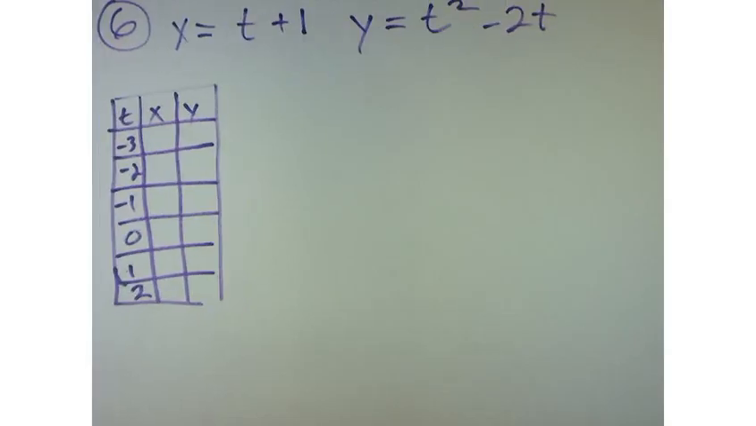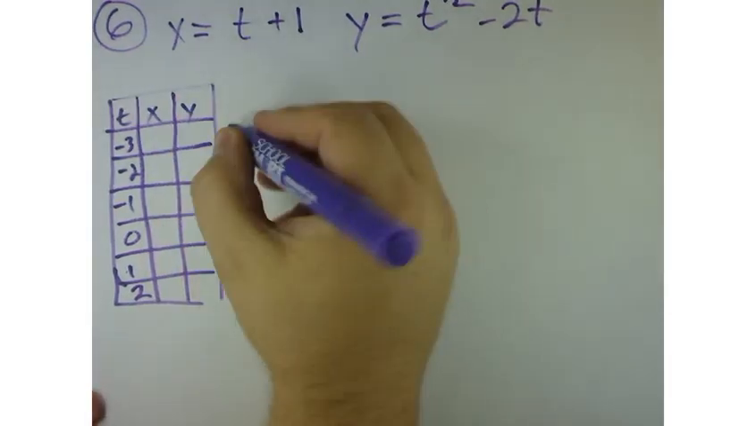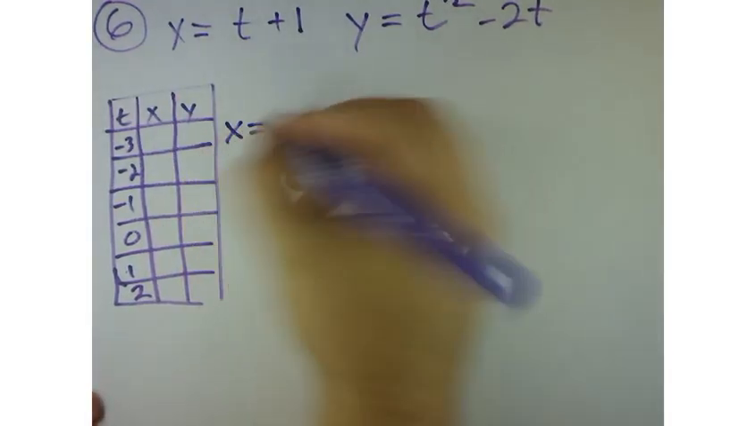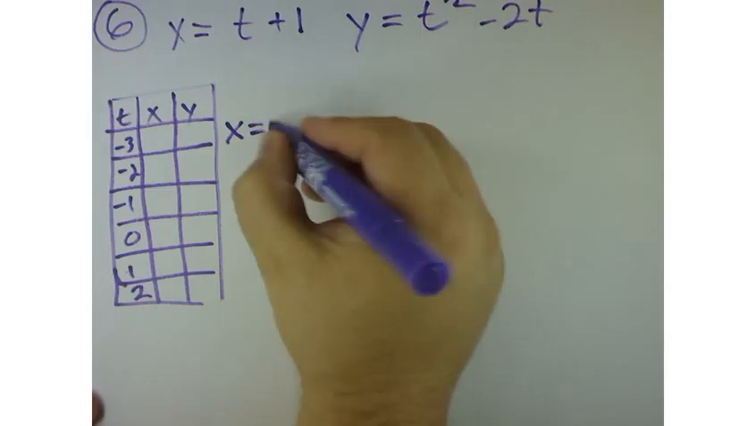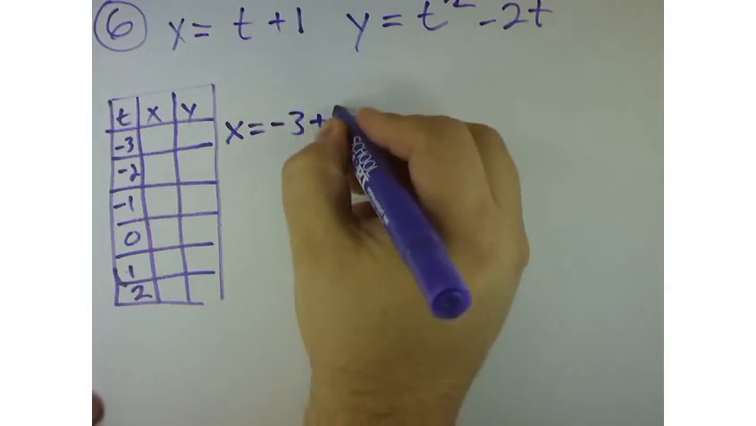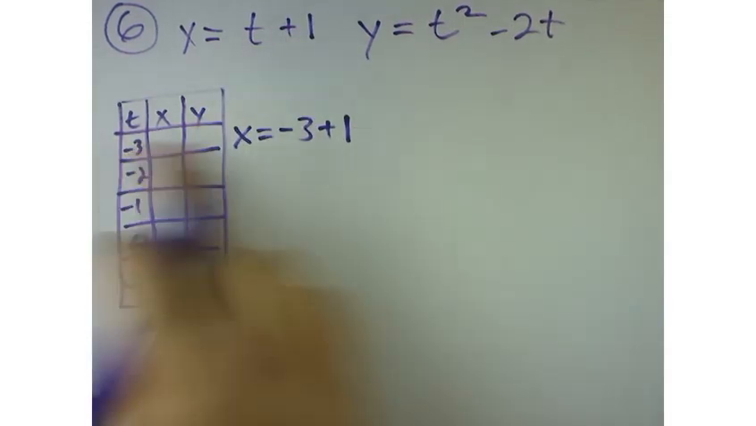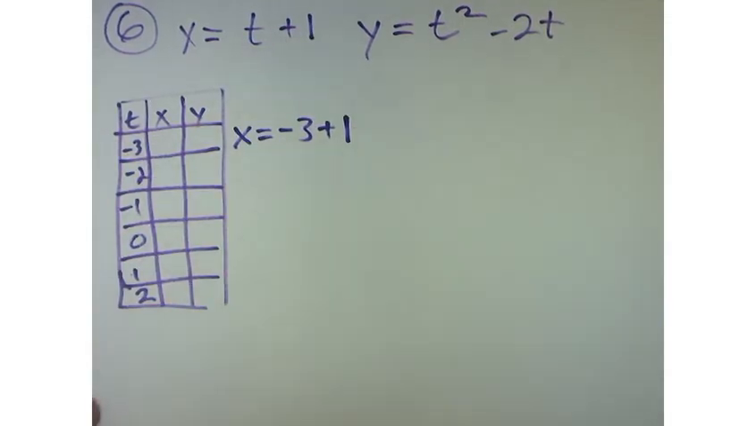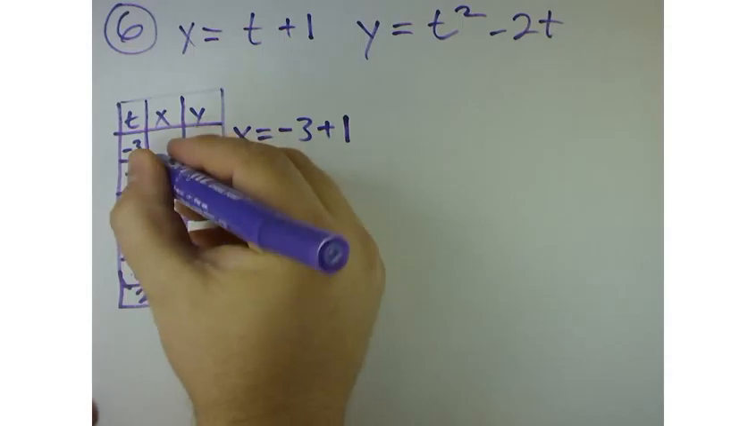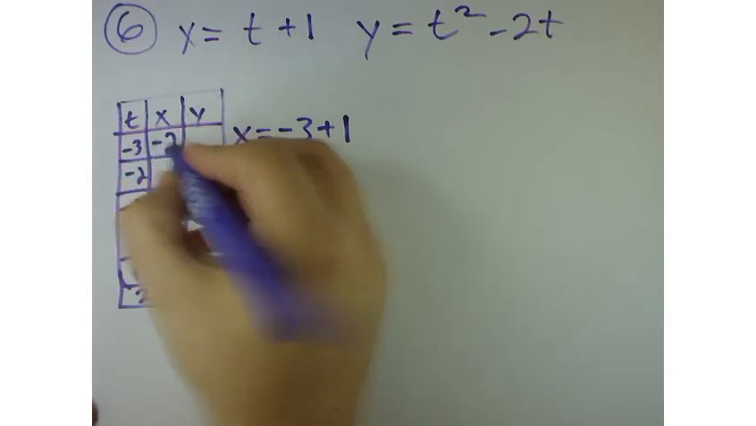The way that I figure this out is I need to plug in -3 to find x. So to find x, if I say x equals t plus 1, and t equals -3, then I will plug in -3 plus 1. So wherever there was a t, I'm going to plug in -3, right? Well, what's -3 plus 1? -2, right? So my x value is -2.